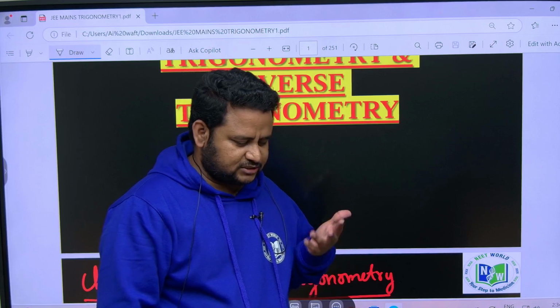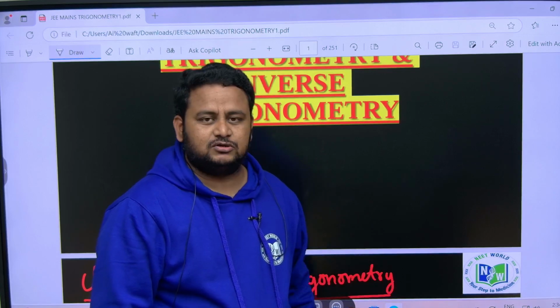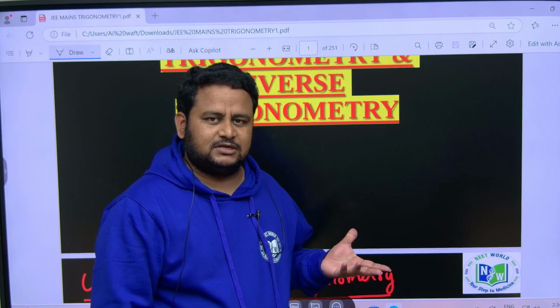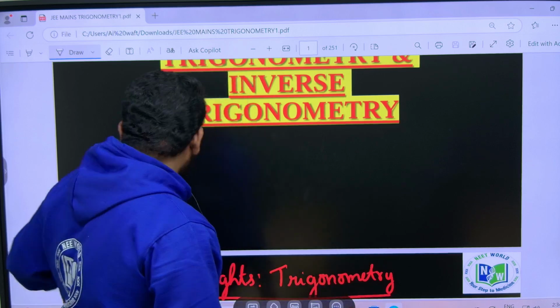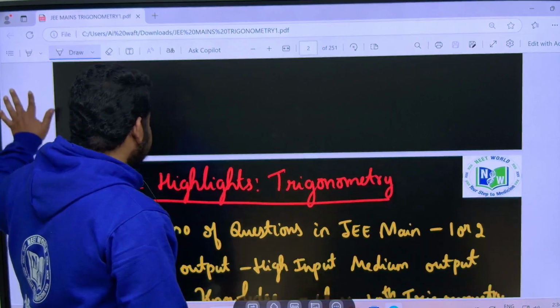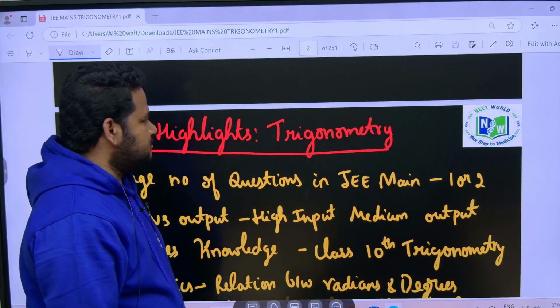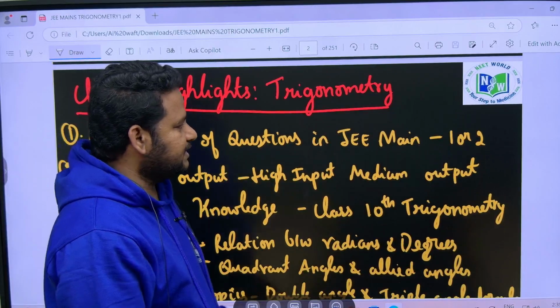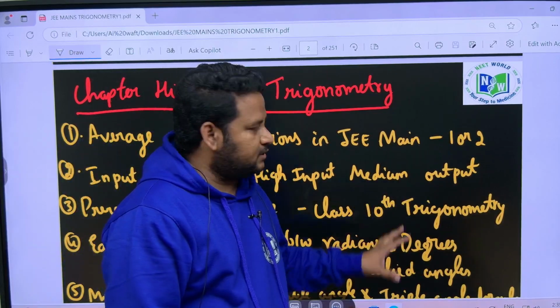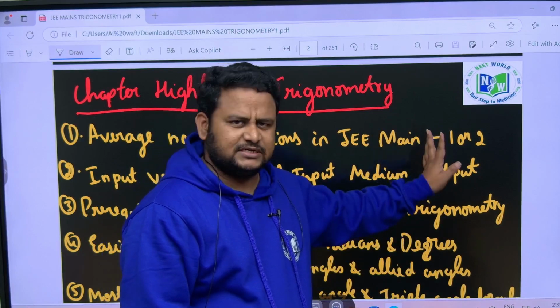Trigonometry is not just useful for mathematics per se, it is also useful for various other fields, even for physics, right? When I talk about trigonometry pertaining to the JEE Main syllabus, the number of questions in JEE Main is at least 1 to 2, it is varying, and on average you can say 2 questions.